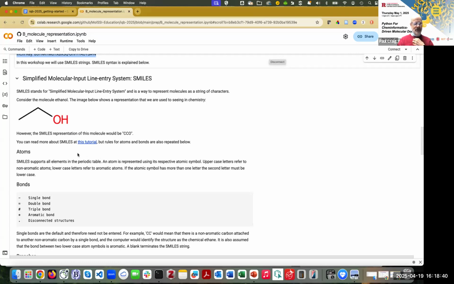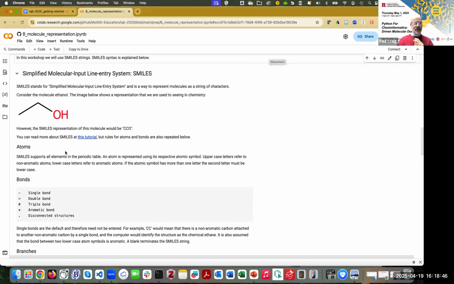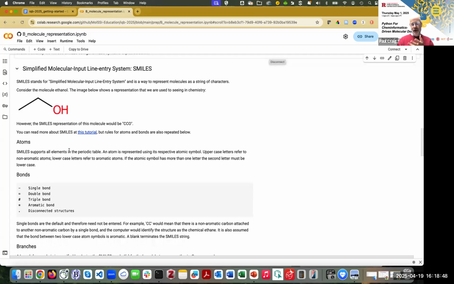Now, there's a link in this page to a tutorial that tells a lot more about SMILES strings that you can learn. But to be honest, in this exercise and in the crash course, we'll be recognizing SMILES strings a little bit, constructing a few just to get a feeling for it. But most of the time, we'll pull the SMILES strings from sites like PubChem.